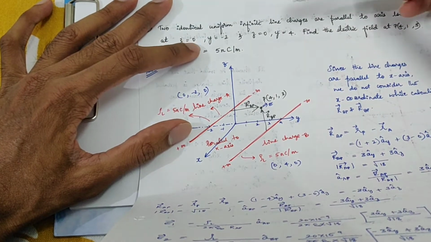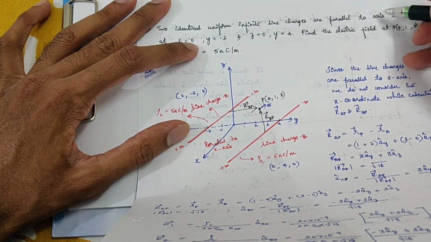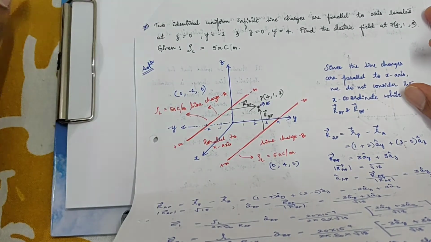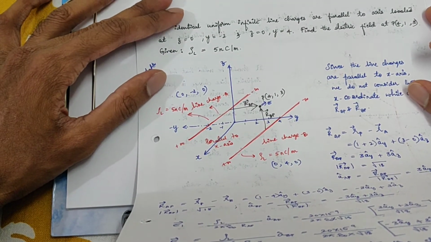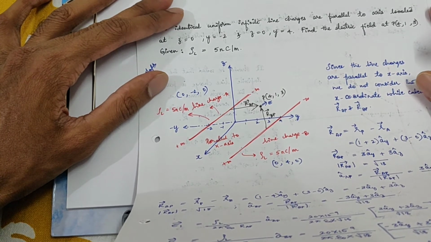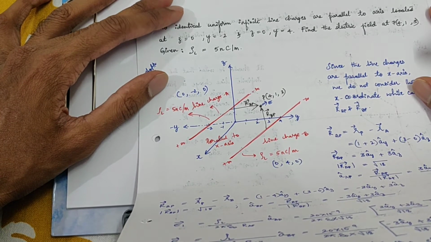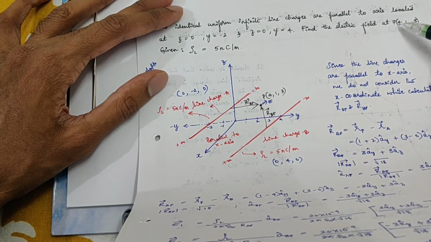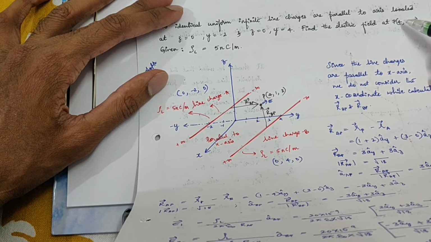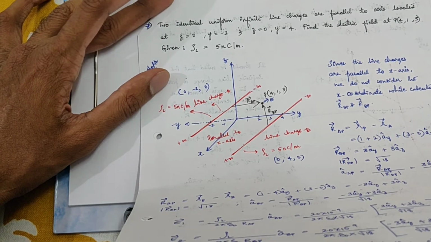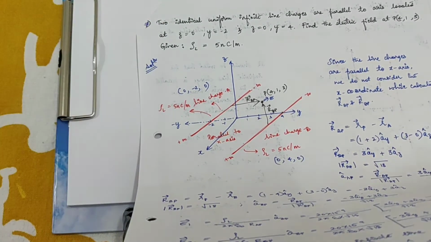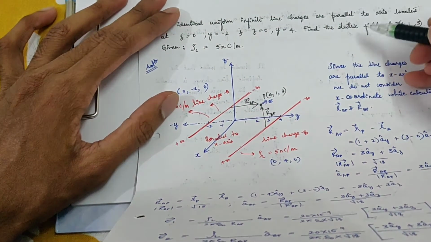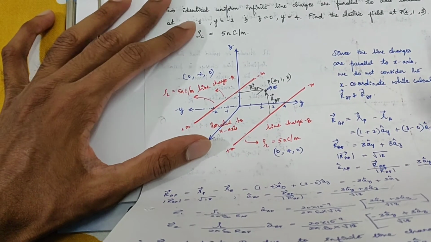It says that there are two identical uniform infinite line charges which are parallel to the x-axis, located at z equal to 0, y equal to -2, and z equal to 0, y equal to 4. Now we are asked to calculate the electric field intensity at point P (4, 1, 3), and the line charge density is 5 nanocoulomb per meter. It is given in the question. So now how do we go about this?